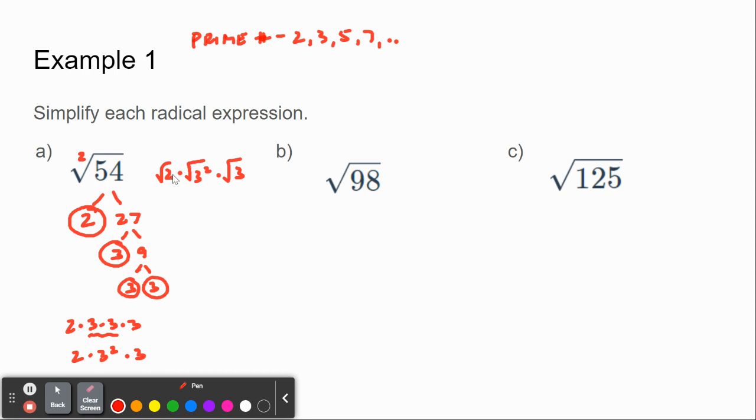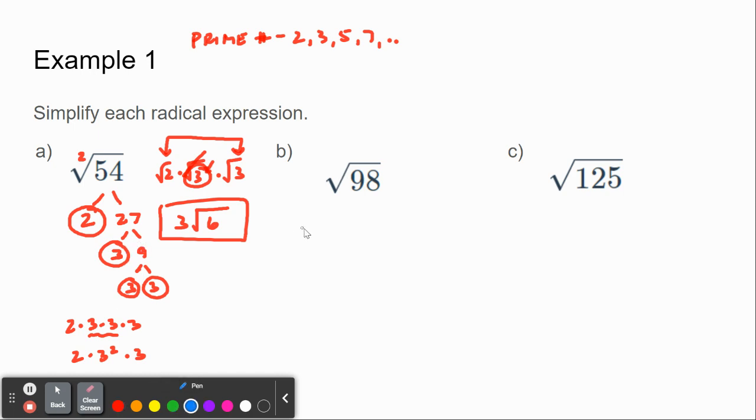And now the only thing that's going to cancel is this middle 3. The squared and the square root will cancel, and this 3 will come out. But since the 2 and the 3 are still locked in the square root, go ahead and multiply them together, and 3 and 2 make 6. And there is your final answer right here: 3 square root of 6.